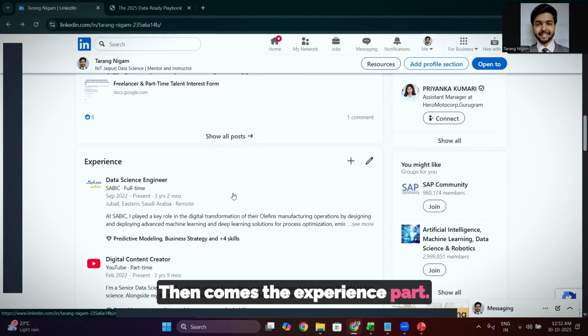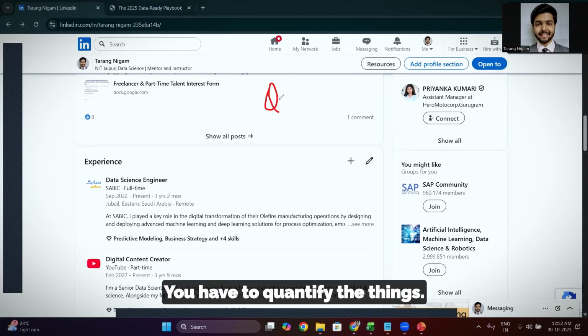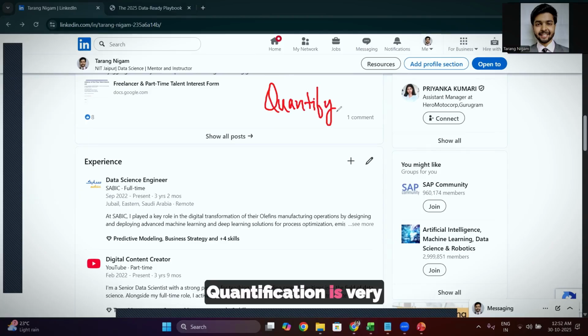Then comes the Experience part. The Experience part is also a very important part, folks. Why is it important? Because it makes you understand what all things you've done. Now, a very important thing I wanted to highlight in the Experience part: do not mention only the company name. Do not mention only the things that you have done in a particular company, in a particular organization, or in your personal business as a whole. Quantify your work. Very important, you have to quantify things. Quantification is very important, folks.